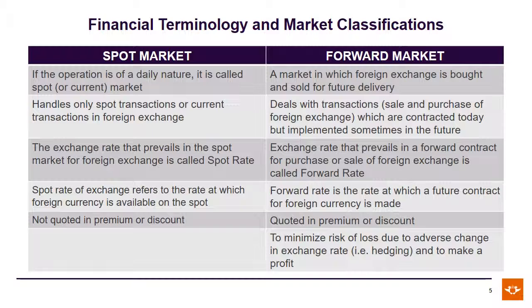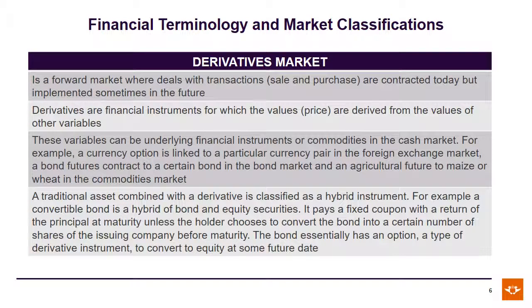But this doesn't just relate to foreign exchange. Again, it relates to all kinds of assets. And the forward contract is a derivative contract. So the forward market relates to derivative contracts. As I mentioned in the previous slide, when looking at the forward market, it's actually a derivative market. It's the market where deals and transactions are contracted today, but they're implemented sometime in the future.